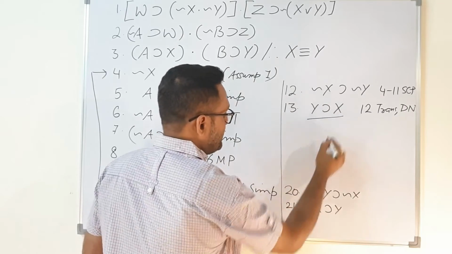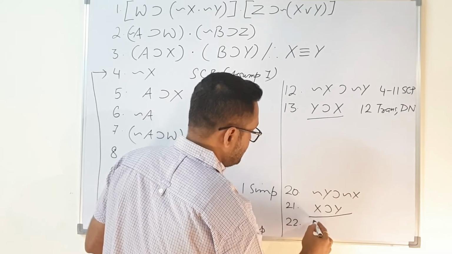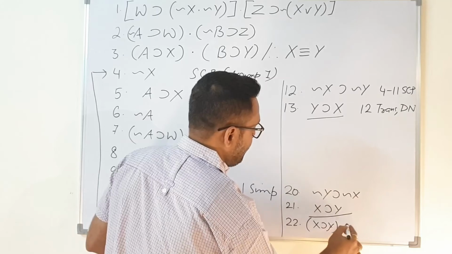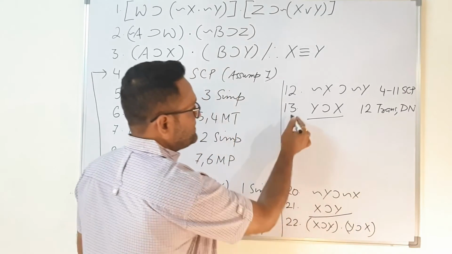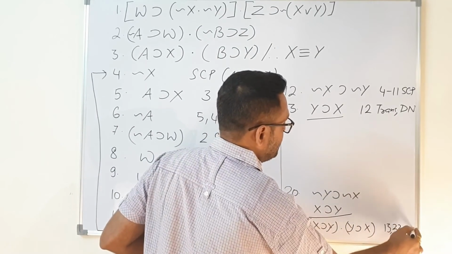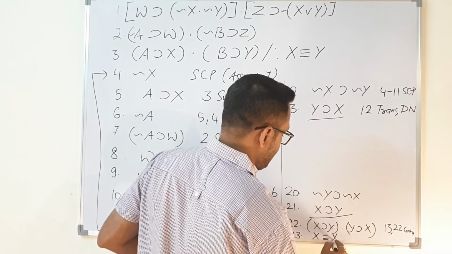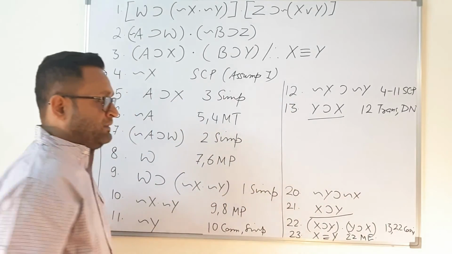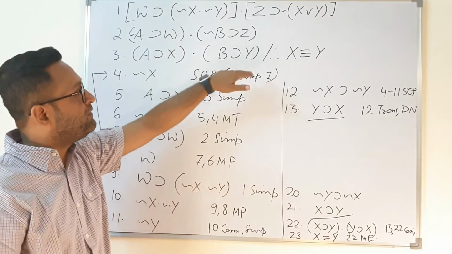So, now you have to conjoin these two, right? So, on 22, you will get X implies Y dot Y implies X. So, this will be the conjunction of say 13 and 22. You will conjoin it, and with this, you will get the result X triple bar Y, 22 material equivalence. But these steps you need to do, right? Even if I am not doing it, I think that you will be able to do.